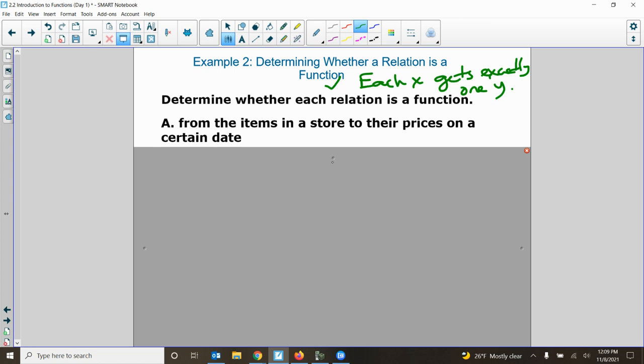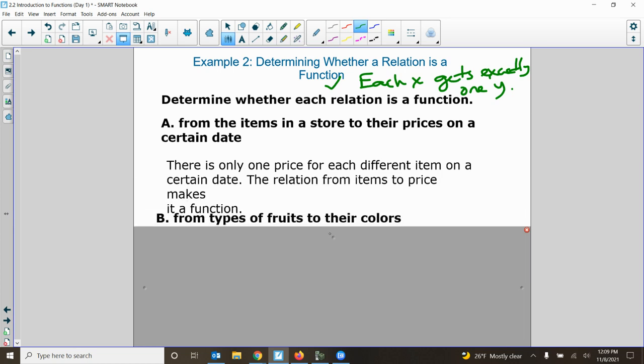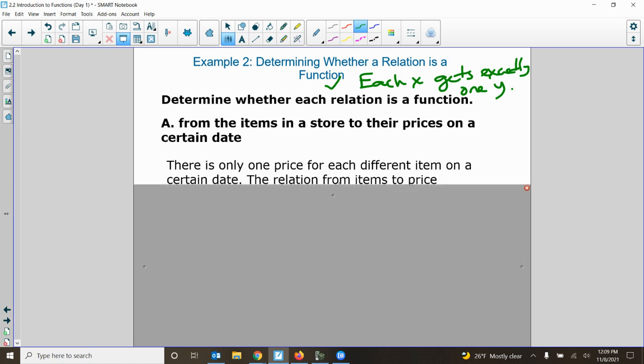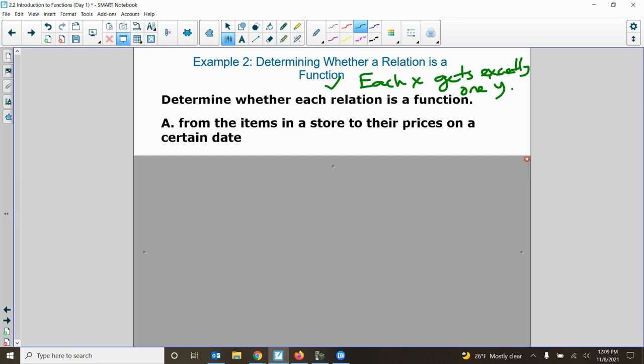Okay. So, are these relations functions? As long as you understand the idea, it doesn't really matter. Let's talk about this real quick. Let's pretend that we're creating a relation, and it's items getting sent to their prices at a store. Like orange juice, $1.99. A box of Cinnamon Toast Crunch, $3.49 on a certain day. Would you say that this relation from items to prices is a function?